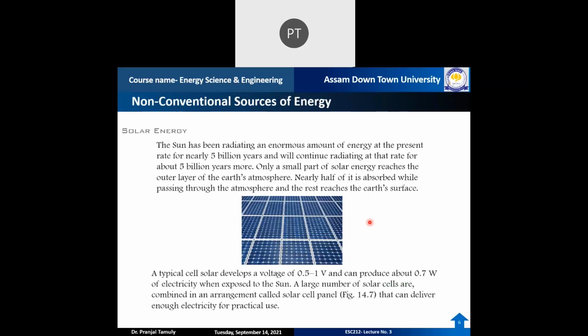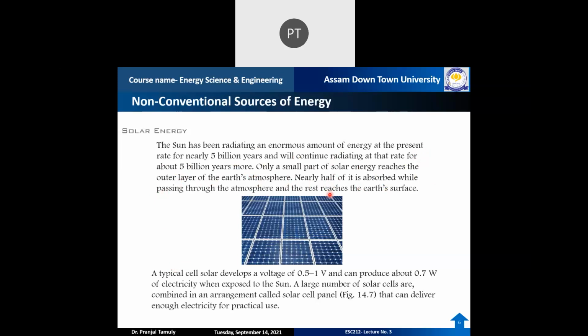Till now we have been discussing the conventional sources of energy. Now these are some non-conventional sources of energy. The first source of energy is solar energy. Actually, the sun has been radiating an enormous amount of energy for the past 5 billion years and will continue radiating at the same rate for about 5 billion years more. Only a small part of solar energy reaches the outer layer of Earth's atmosphere. Nearly half of it is absorbed while passing through this atmosphere, and the rest reaches the Earth's surface.